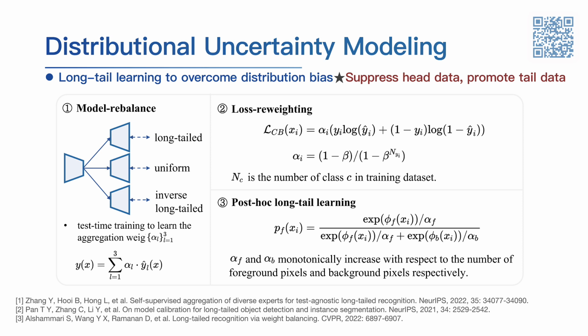Following the conventional long-tail learning techniques, we introduce continuous version long-tail learning for saliency detection. The model rebalance technique designs a diverse expert learning network to model different distributions. The loss reweighting method and post-hoc method use the distribution number of classes in the training dataset to weight the loss or logit and achieve the data balance. The distributional uncertainty map is finally calculated as the entropy of prediction.